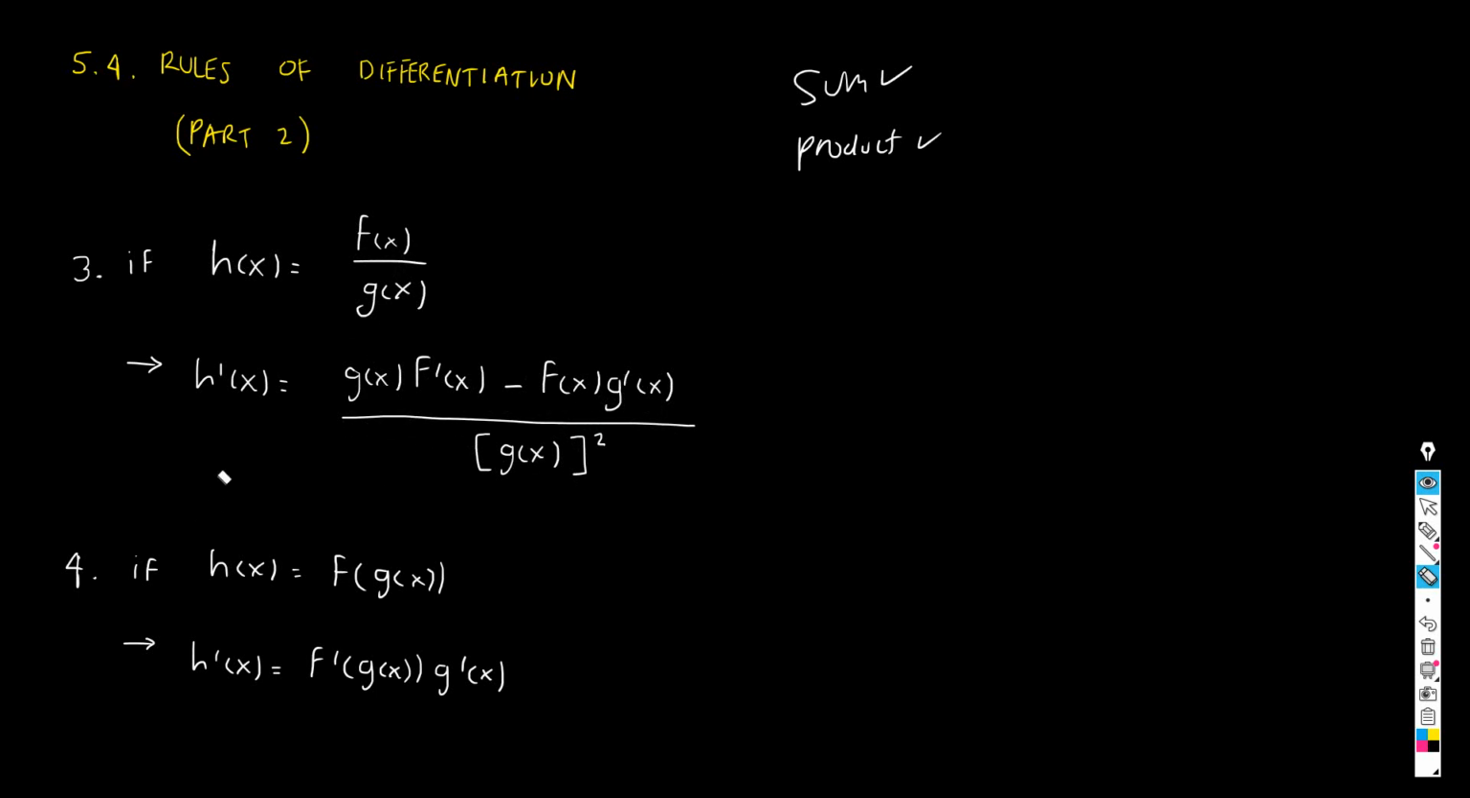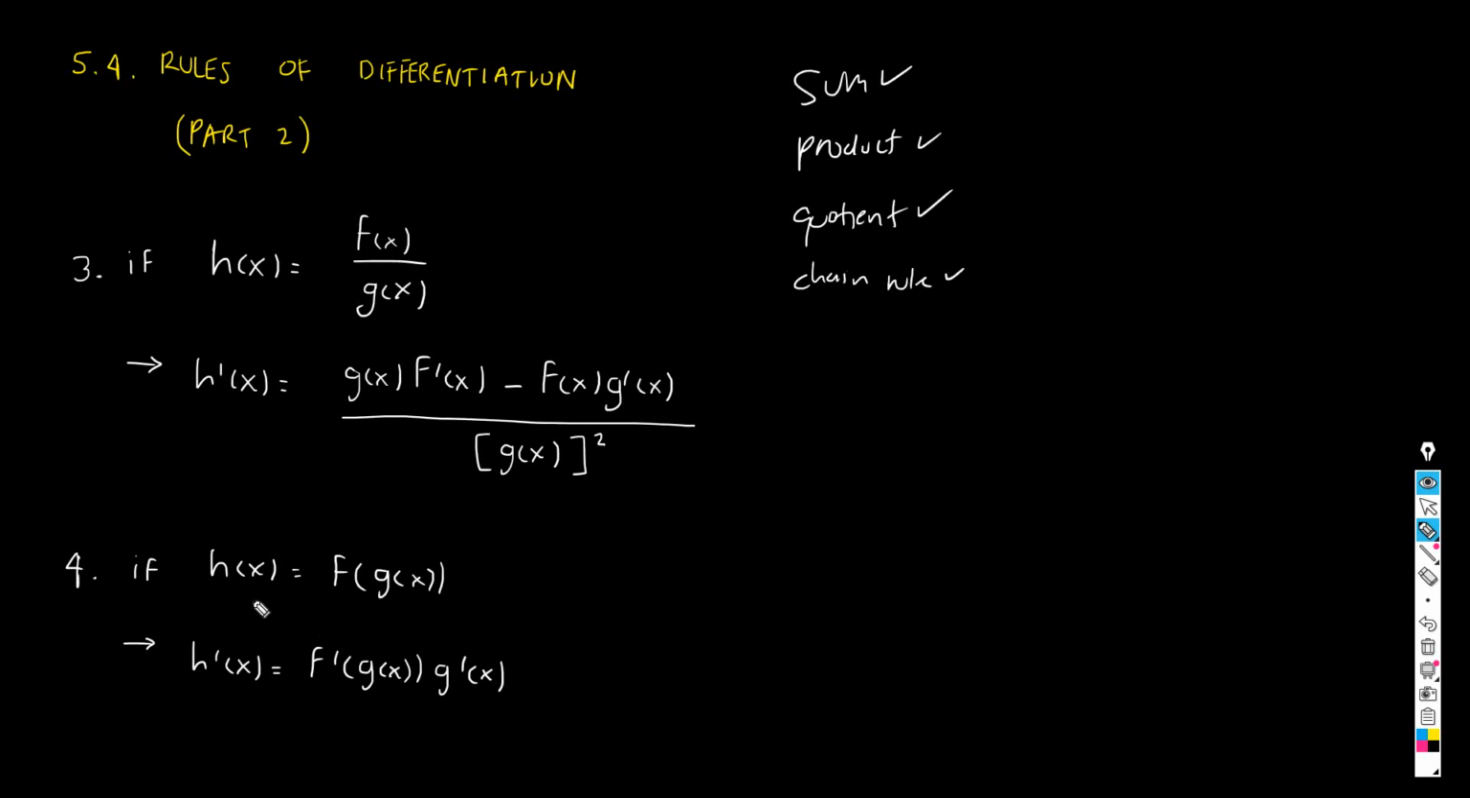Okay, so that is my third rule, the rule of the quotient. Okay, and by far the most powerful rule, I think, in my opinion, is this one. This is known as the chain rule. The chain rule for differentiation.